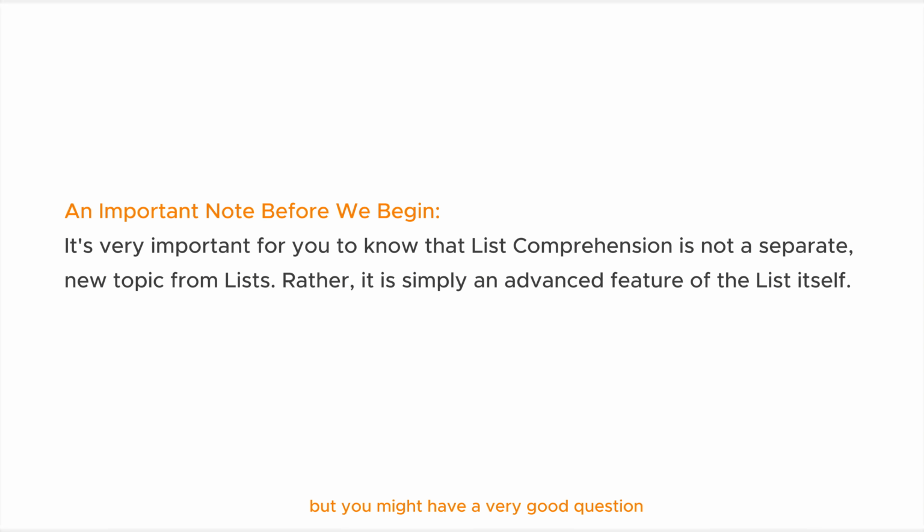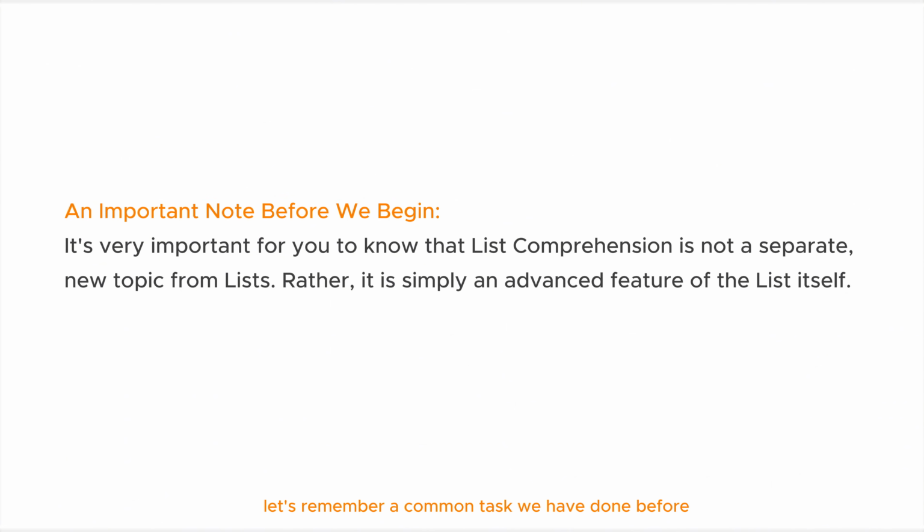But you might have a very good question. If this is about lists, why did we learn it back in the list lesson? The answer is simple: because a list comprehension is, at its heart, a shortcut for a for loop. We couldn't possibly talk about this topic until you had completely mastered for loops. Now that you are ready, let's learn this professional technique.